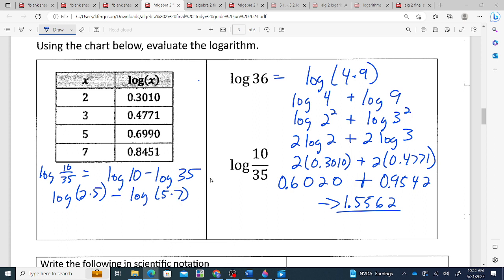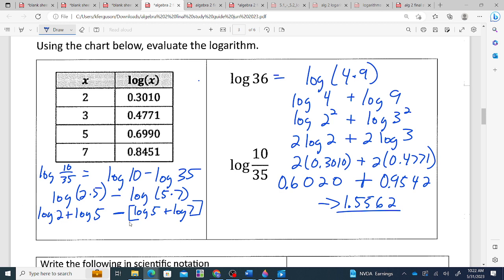So now I'm going to use the product rule. Right here, I'm going to have log of 2 plus log of 5 minus, now this is minus both of these, so I'm going to add a log of 5 plus the log of 7. That's the quotient rule. Then I just did some simple factoring. I broke down 10 to 2 times 5. I wrote down 35 as 5 times 7. And then I used the product rule. 2 times 5, that's the log of 2 plus the log of 5. And 5 times 7, that's the log of 5 plus the log of 7.